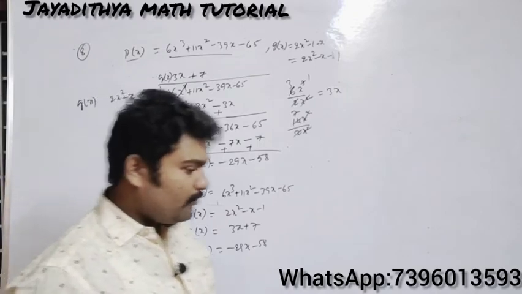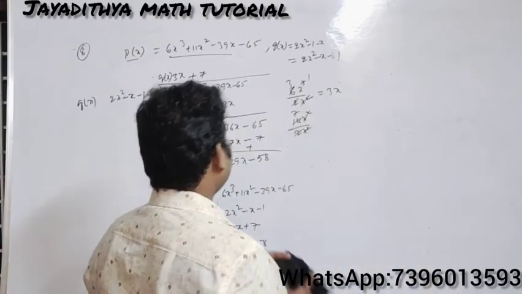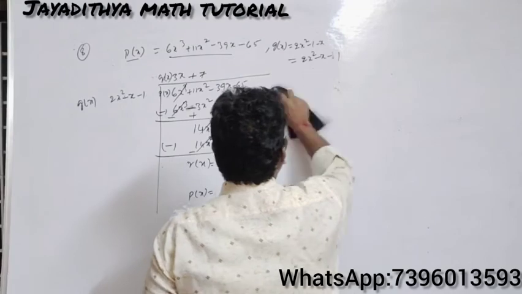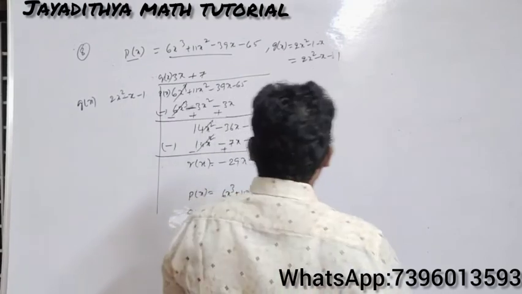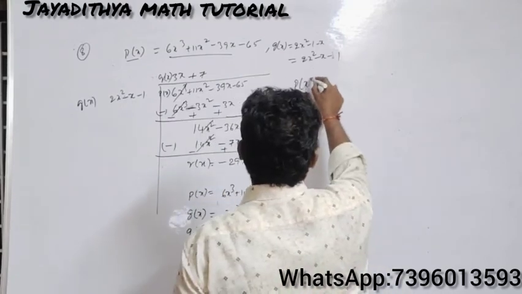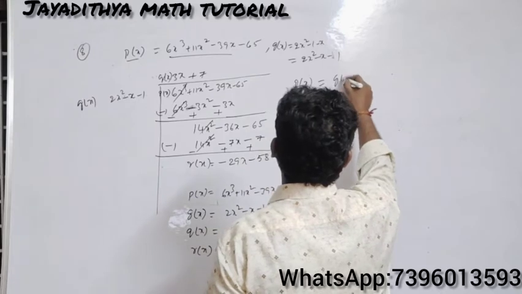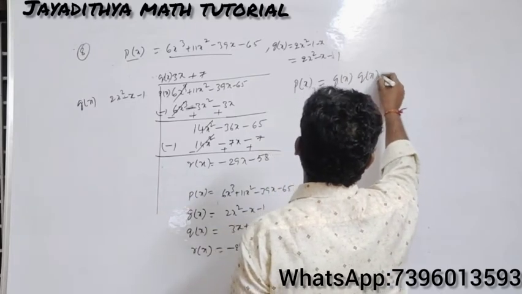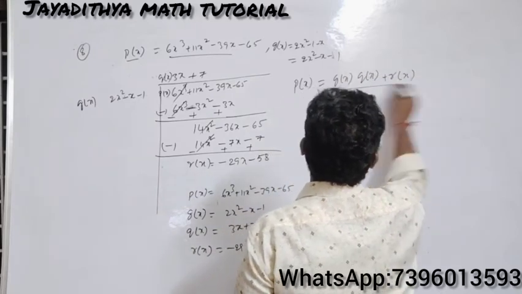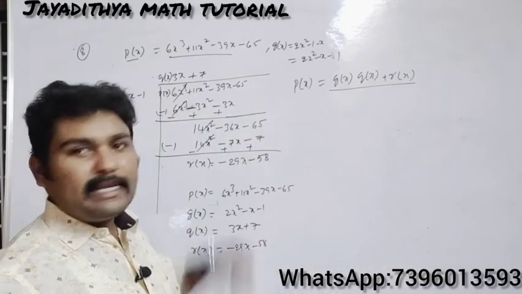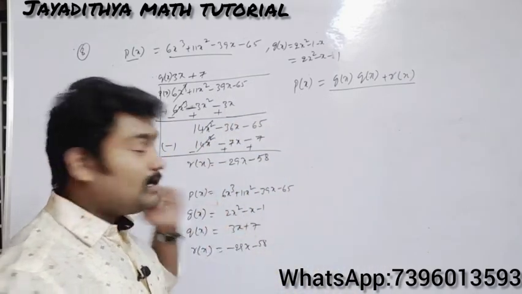So now our duty is to verify the division algorithm. What does the division algorithm state? That is nothing but like the division principle only. Dividend is equal to divisor, that is g of x, into quotient, that is q of x, plus r of x. So you do the RHS part and you should get the LHS, that is p of x. If you get p of x, your division is correct.